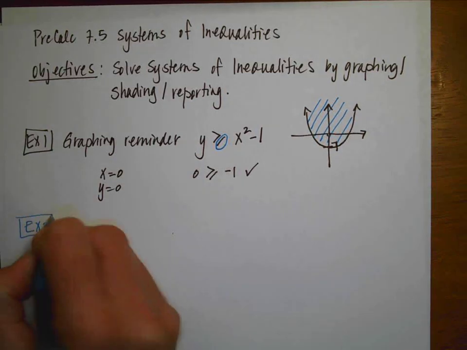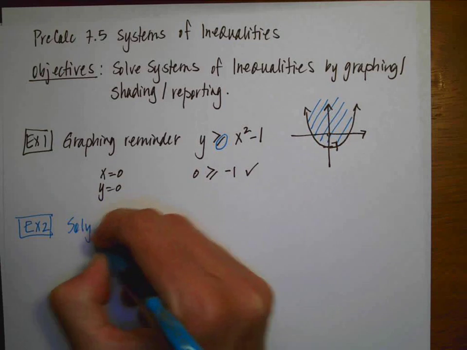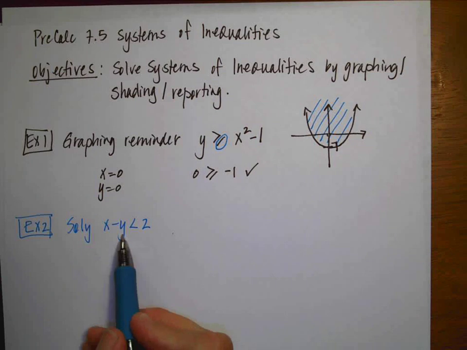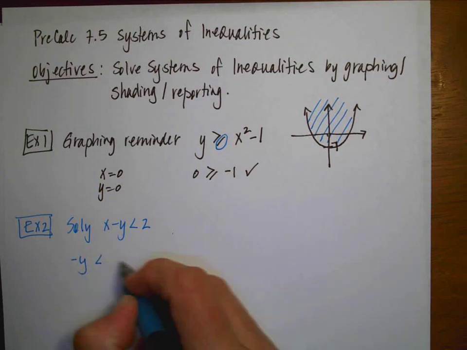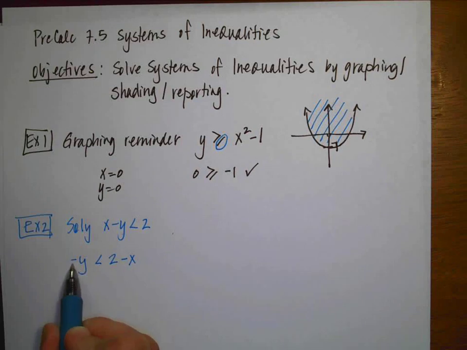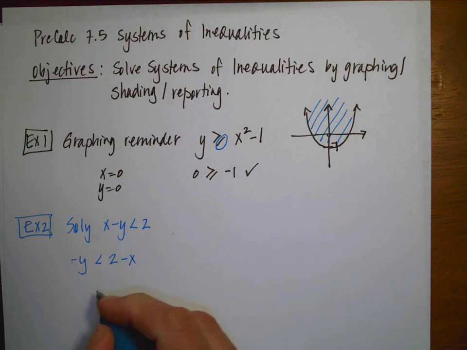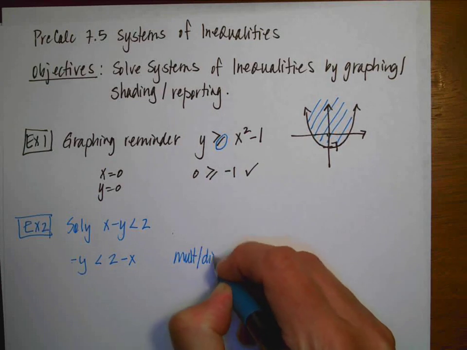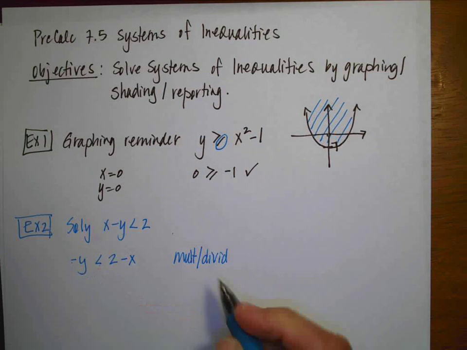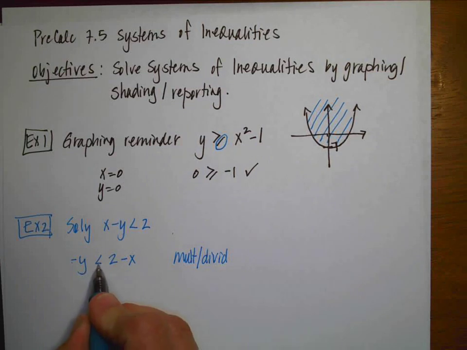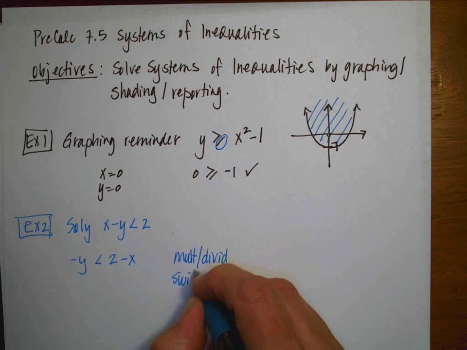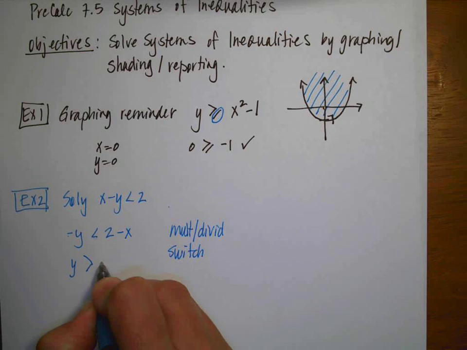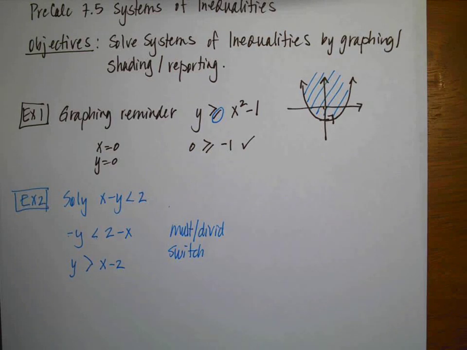So for example 2, we're going to solve x minus y is less than 2. So to do that, I want to be able to graph. So I'm going to do -y is less than 2 minus x. I need to multiply through by -1. Remember though, if you multiply or divide, when you're solving inequalities, it's going to make this sign switch. If you add or subtract, it doesn't matter. So it's only if you multiply or divide. So I'm going to get y is greater than x minus 2.